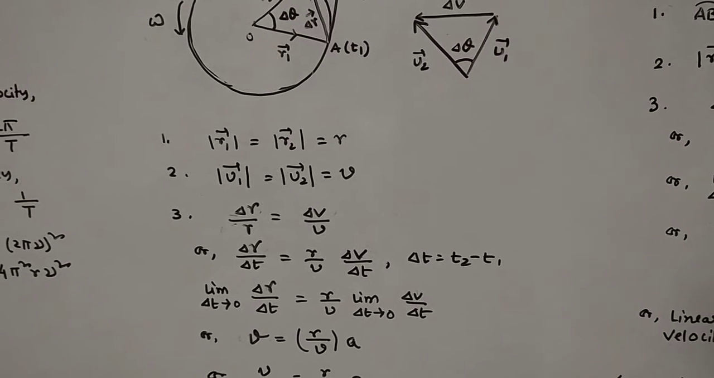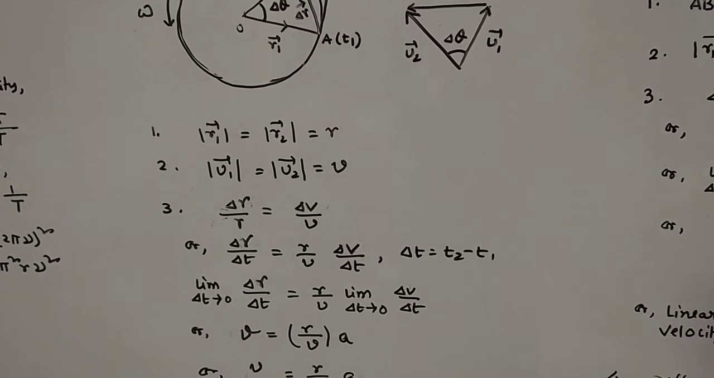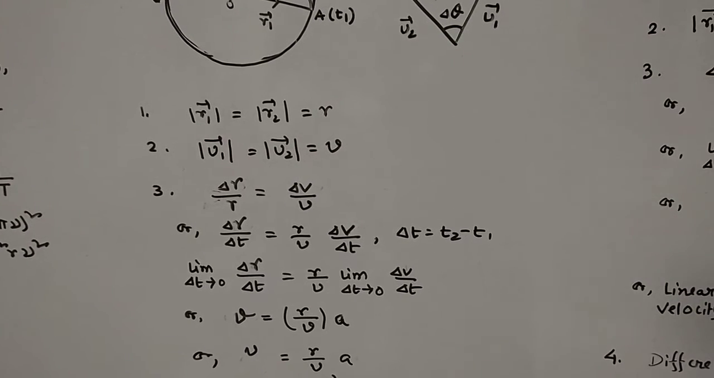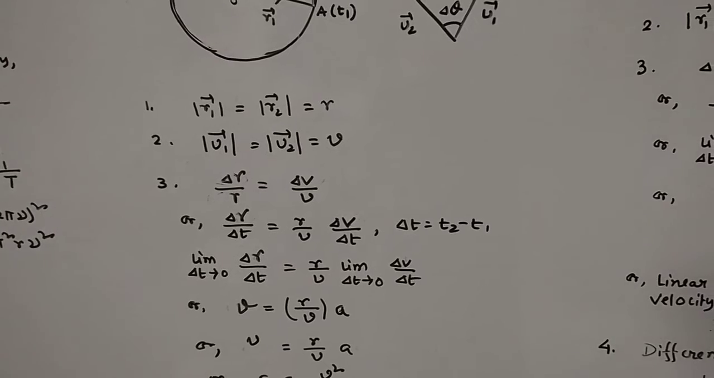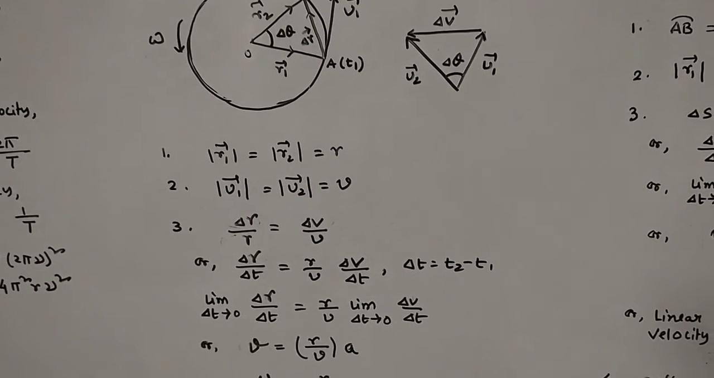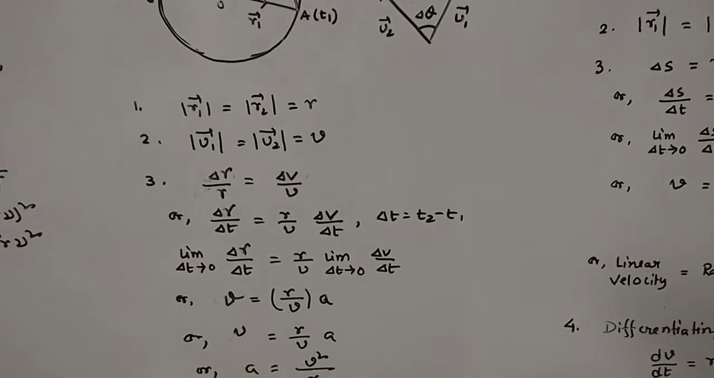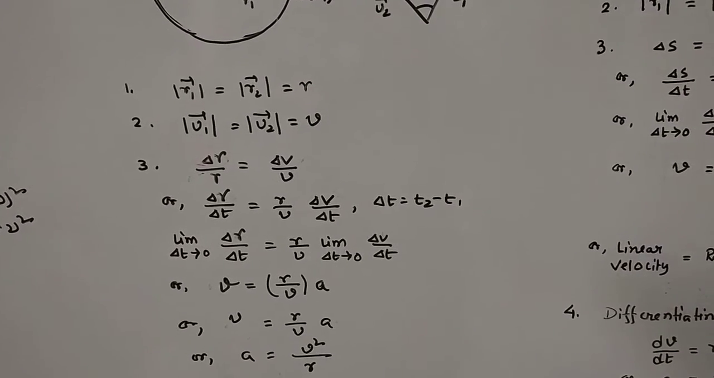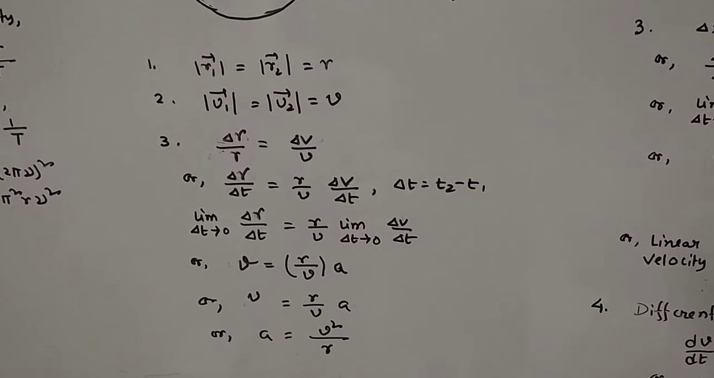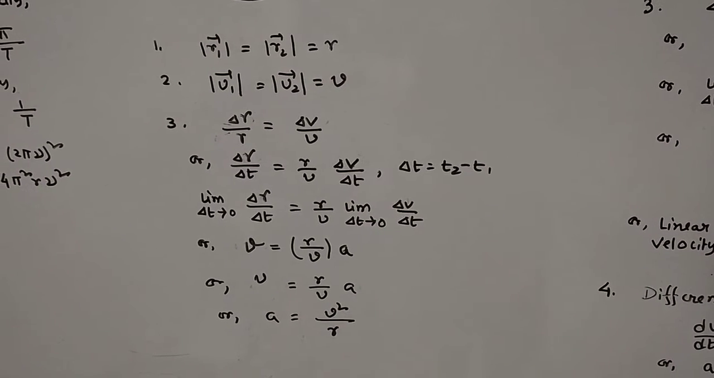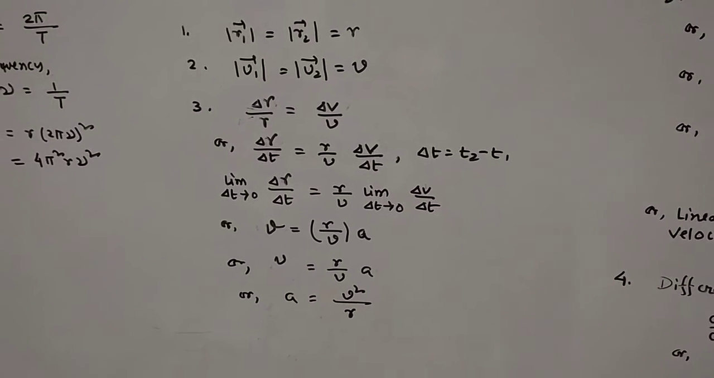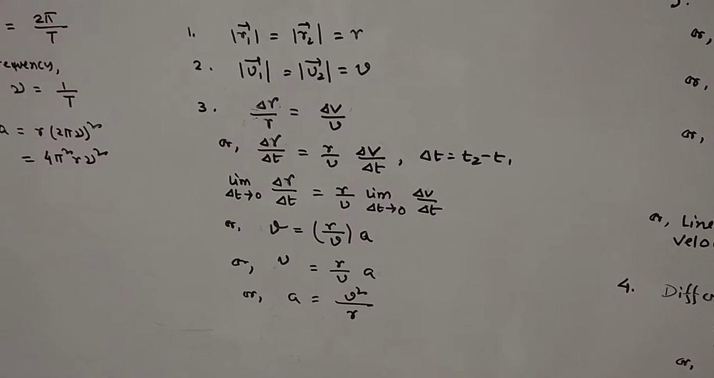So we divide both sides by delta T. So delta R by delta T equals R by V, delta V by delta T. Limit delta T tends to 0. We have taken the time interval to be very small, approaching 0. So this gives you the linear velocity V equals R by V times the acceleration. If we simplify, it comes out to be a equals V square by R. So this is your acceleration in terms of velocity.